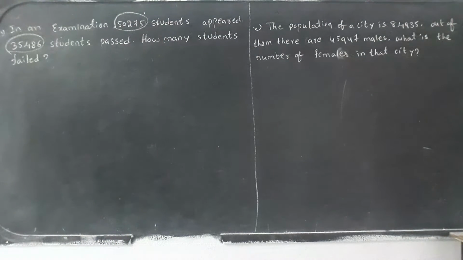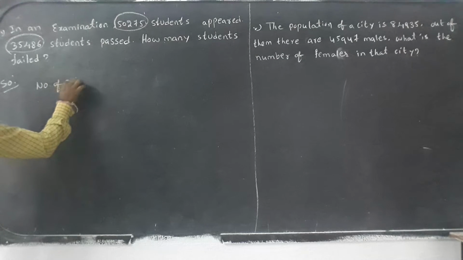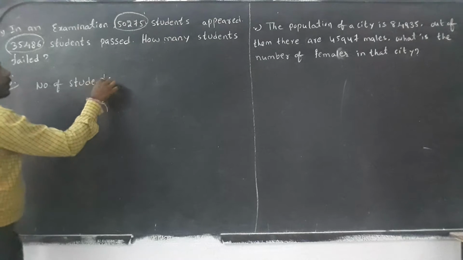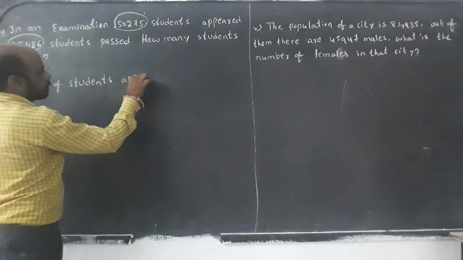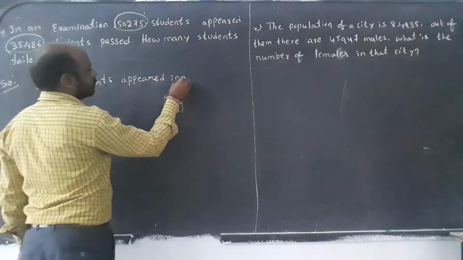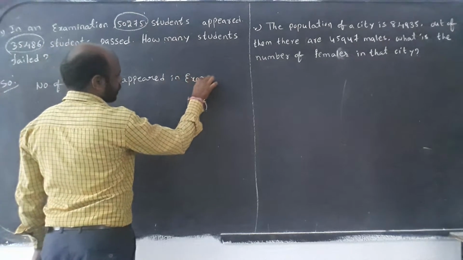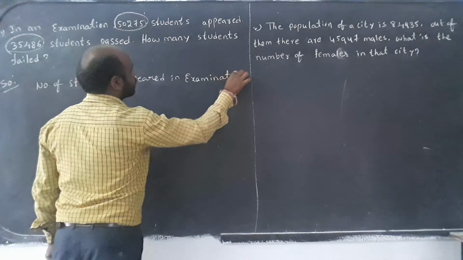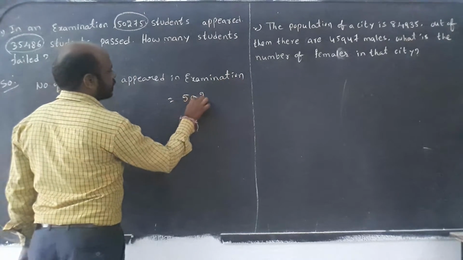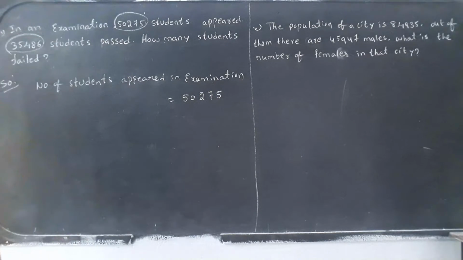See your first statement, what you have to write. Statements we have to write. Number of students appeared in examination, total number of students. How many students are there? 50,275 students are appeared.